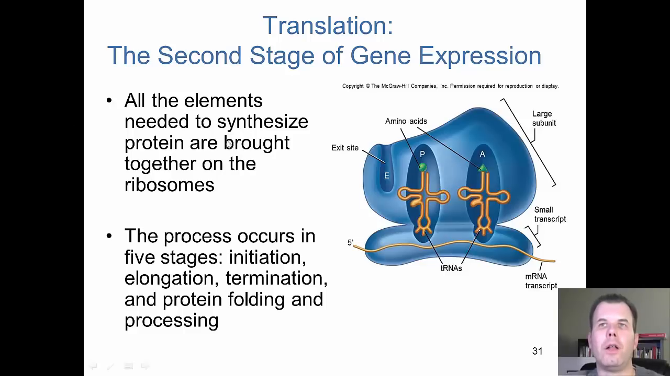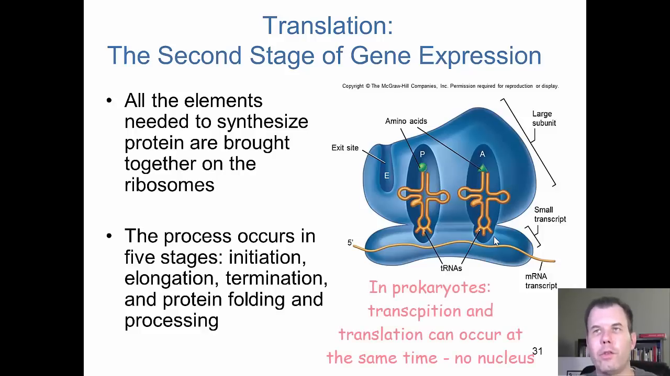All the elements needed to synthesize protein are brought together at the ribosome. So the site of this is the ribosome. Now, in prokaryotes, this is going to be in the cytoplasm, just like where the DNA is. In eukaryotes, it's also in the cytoplasm. That's where ribosomes are. The difference is that transcription will take place in the nucleus of the eukaryotes, whereas in prokaryotes, there is no nucleus, so these can actually take place simultaneously. First you have transcription, and as soon as transcription has made a little bit of mRNA, you can already start translation, and that's one of the nice things.